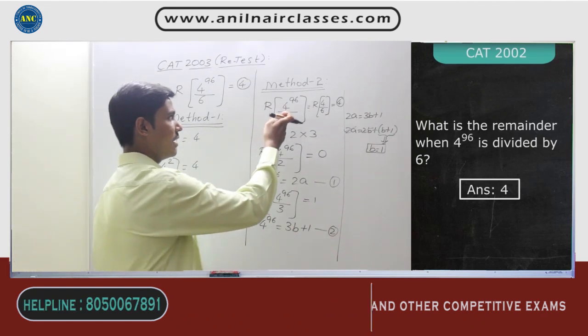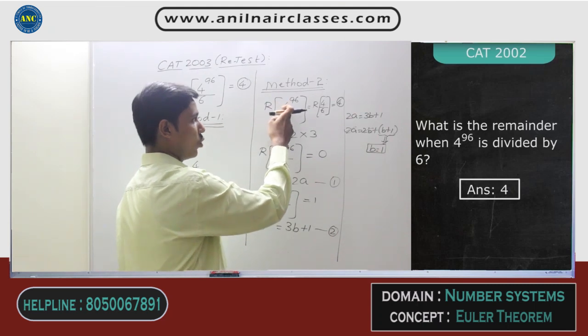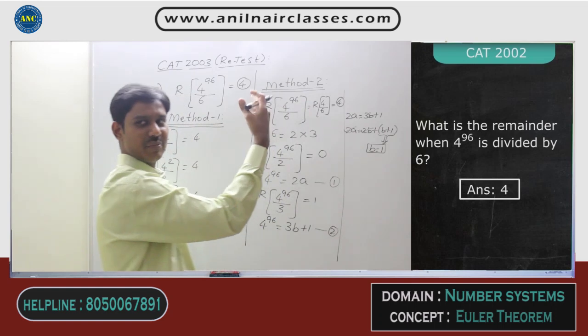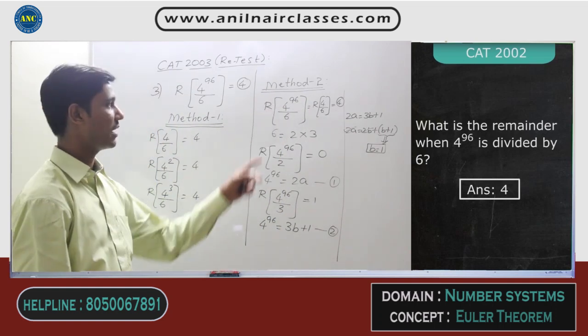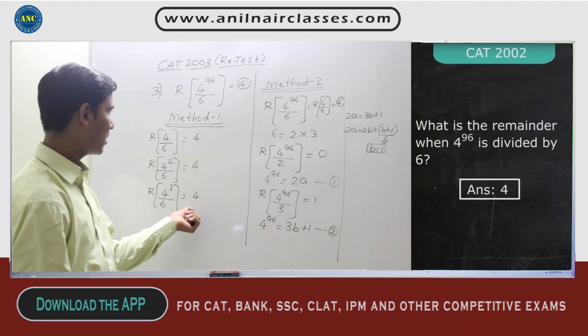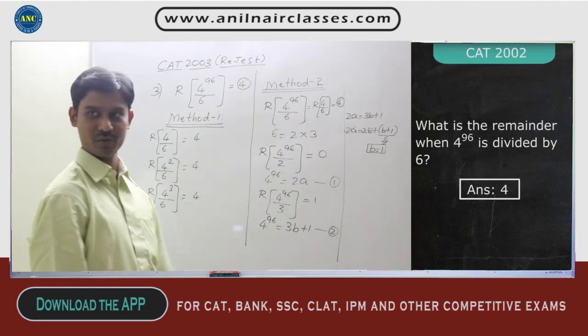If you are using that method, this is 2 power something, 2 power 2 power something. This is also 2 into 3, right? From there you can get the answer. When numerator and denominator are not co-prime to each other, you can apply multiple methods. Either way you will get the same answer. Remainder is 4. Please write down this.